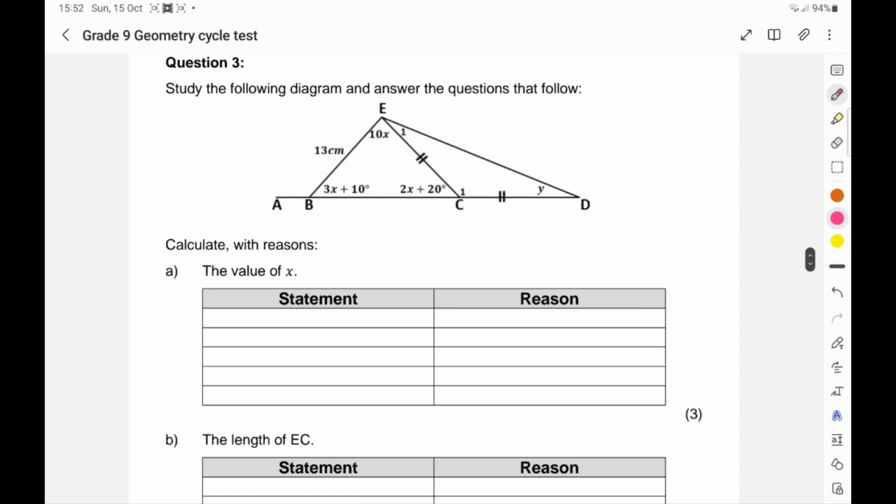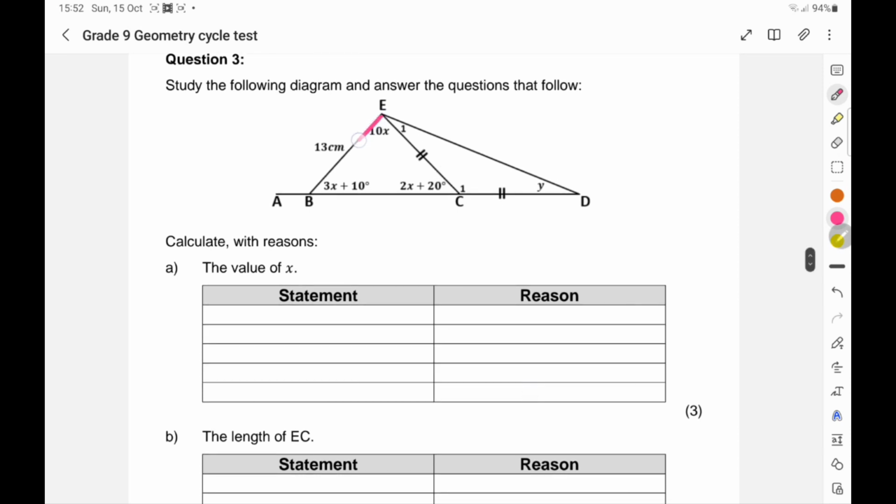Okay, let's have a look here. Study the following diagram and answer the questions that follow. Calculate the value of x. Okay, hopefully you can see in this triangle, I only have one variable missing, which is an x. So I can go and add all of them together. And I know that it must give me 180 because of interior angles of a triangle.